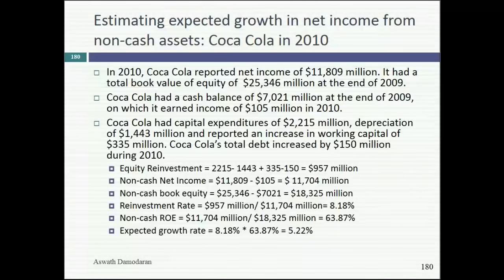Let's look at the good news. Their non-cash book equity is about $18.3 billion. They make about $11.7 billion in non-cash net income. Their return on equity is 64%. So they have a really low reinvestment rate, a really high return on equity. You multiply the two, the expected growth rate you get is 5.22%. They're able to grow at 5.22%, investing almost nothing because they have this astronomically high return on equity.